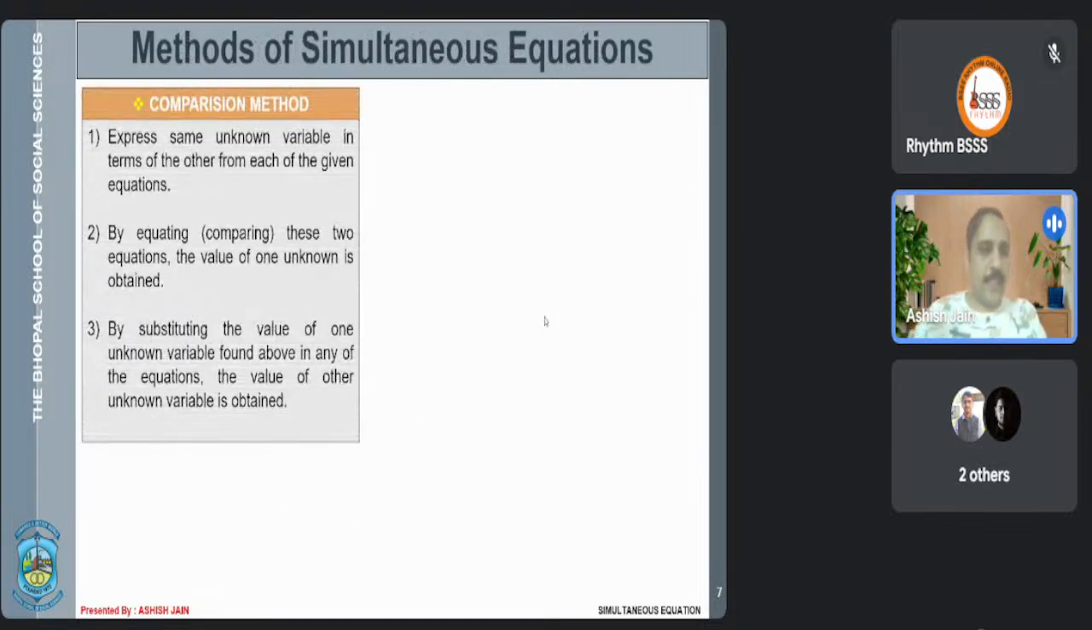Now the next method is comparison method. We come to the second method of simultaneous equations. It is called comparison method. हमने फिर से वो example लिया है. We have 3x plus y is equal to 11. We have 4x minus 2y is equal to 8. Right? So how do we solve it? We mark the given equations as equation 1 and 2.